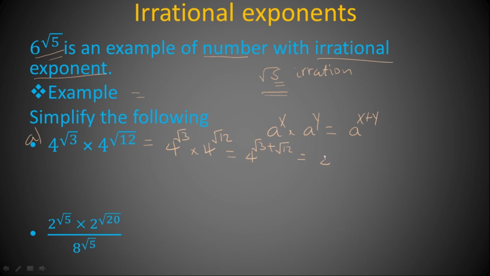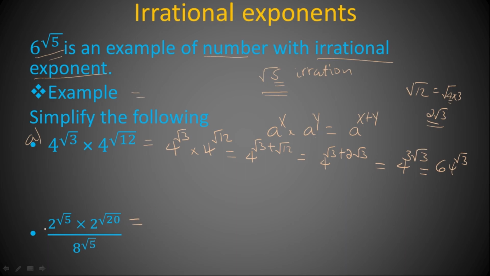Radical 3 plus radical 12 can be simplified as twice radical 3, because radical 12 is equivalent to radical 4 times 3. 4 can be taken out of the radical, that is 2, so radical 12 is equivalent to twice radical 3. The coefficient for the first radical 3 is 1 and for the second it is 2, so they can be added: 4 to the power of 3 times root 3, or simply 64 to the power of radical 3.